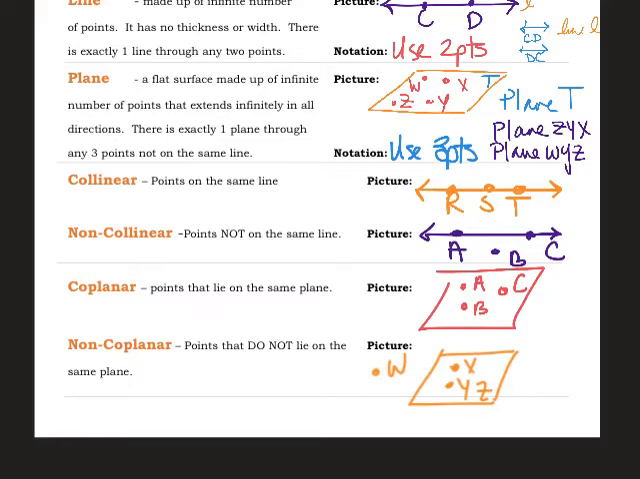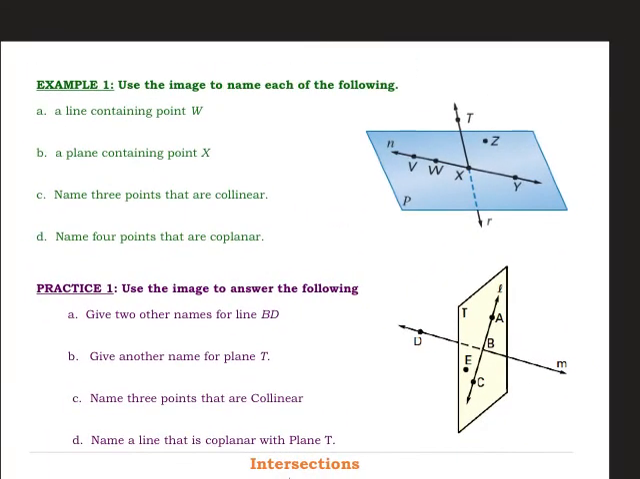So on the left side of your notes, you have all the definitions. So we're going to put that to work. On the right side, we're going to do some examples. Ready? The first one says, I want you to name me a line that contains point W. So look on the left side where we had the word line. How many points do I need to name a line? Two. Good. I need 2 points. And it has to contain W. So I want you to look for the line that has W. Name me a line that contains that point.